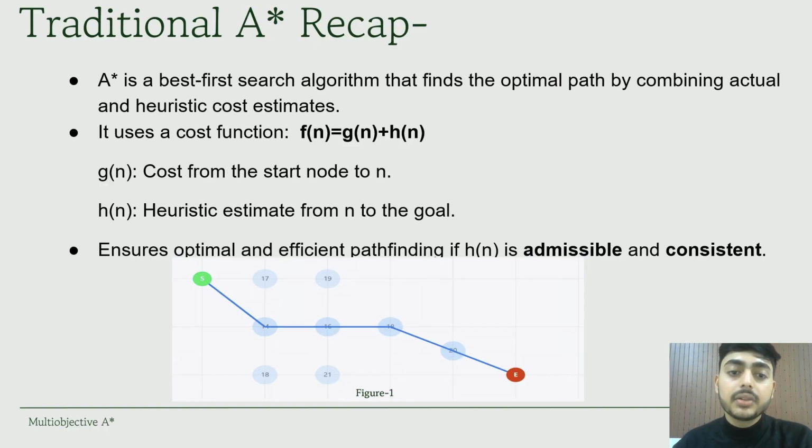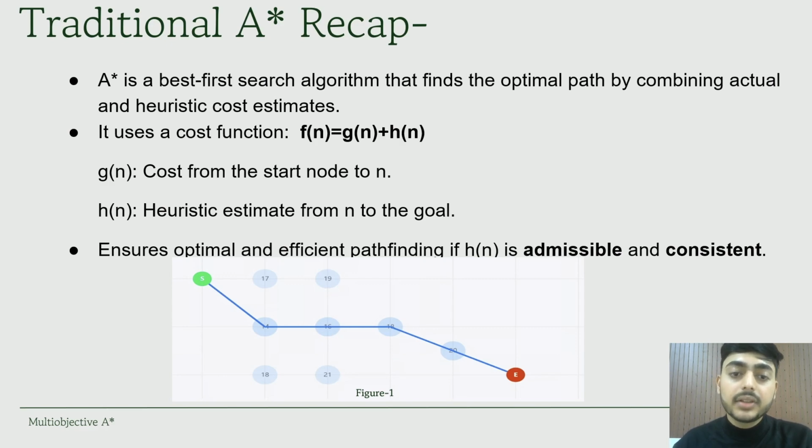Basically, if we look at the example, suppose we are at the node S and we have to go to node 16. Then g(n) would be the cost of reaching node 16 from S. However, h(n) is the heuristic cost of reaching the end node from that node. So the costs that are mentioned, like 14, 16, 18, are the heuristic costs required to reach the end node, that is E.